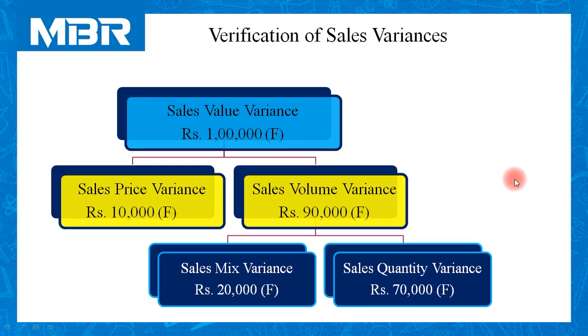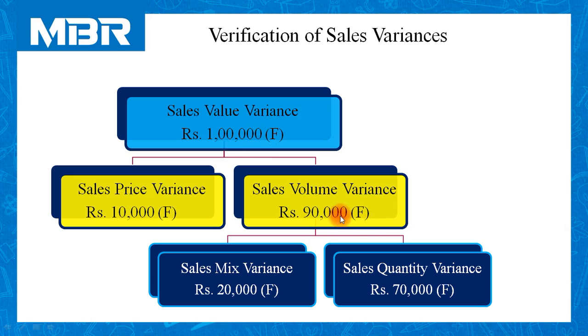To verify your answer, you can prepare this kind of chart. Sales value variance is rupees 1 lakh favorable. Price variance as per our calculation is 10,000 favorable, and volume variance is rupees 90,000 favorable. So 90,000 favorable plus 10,000 favorable equals value variance rupees 1 lakh favorable.